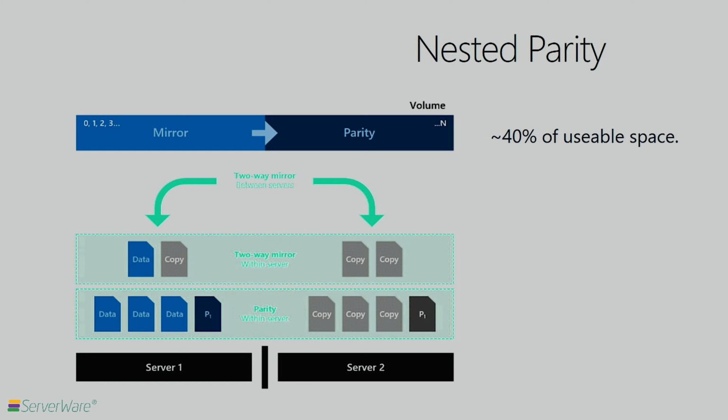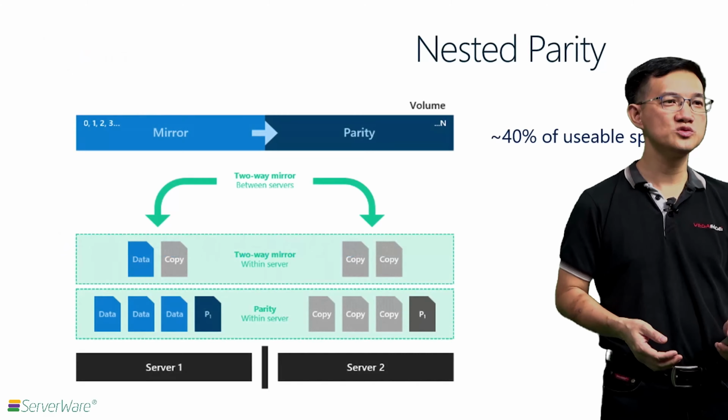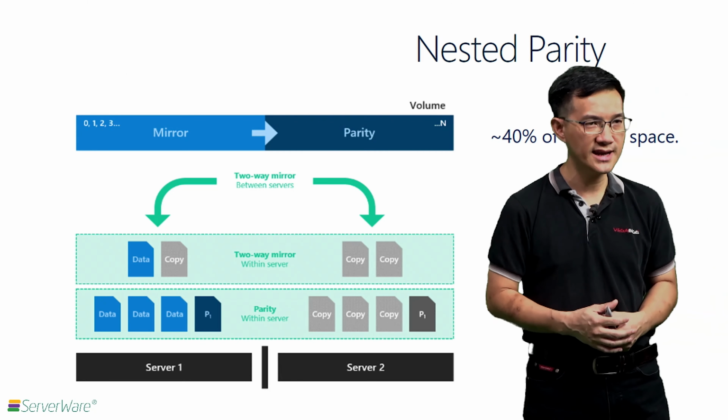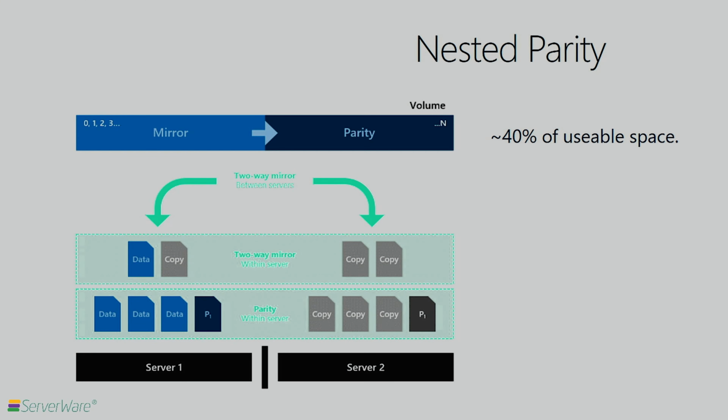With this technology, you are able to use up to about 40% of your total raw capacity. This will be very reasonable for most environments which are critical, and at the same time need the performance of the HCI environment. Okay. Before we go into 2-node to 3-node, I'd like to quickly do a demo for you and show you how this works. Okay, so we are going to get the environment ready.